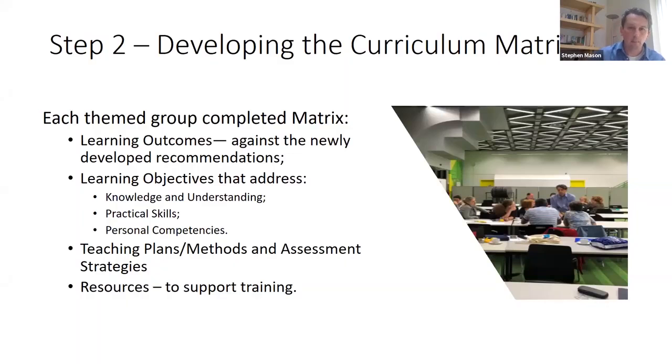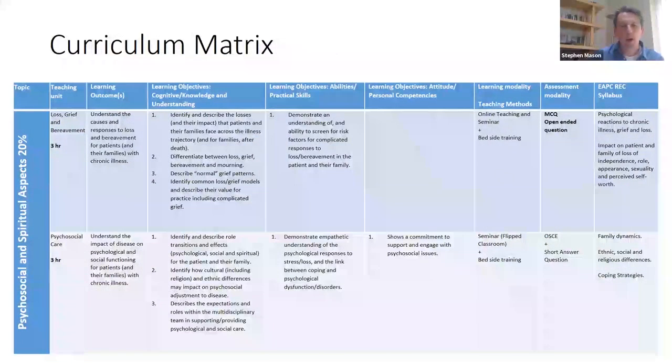So this is quite a lengthy process and led to quite a large matrix. So this is an early example of the matrix in terms of our development. And you can see here, this is from the psychosocial and spiritual aspects theme. So here you can see in the right-hand column, this was the AIIHPC updated recommendation. And then from this, the groups had to develop their learning outcome. And then from that, the associated learning objectives. And you can see this one hasn't been completed because, as I say, this was the matrix still in development. But then also what the learning modalities were for that and potential ways to assess this.